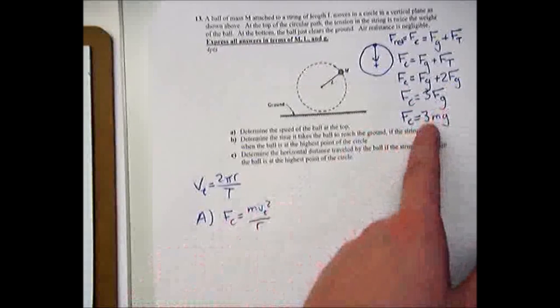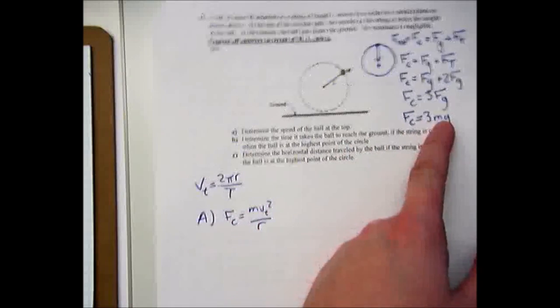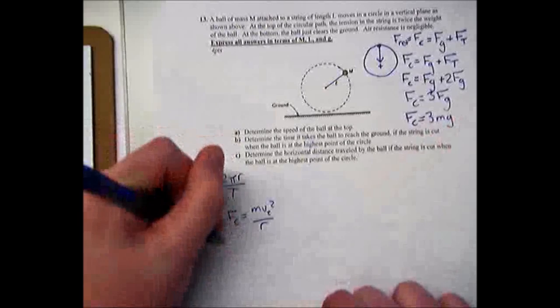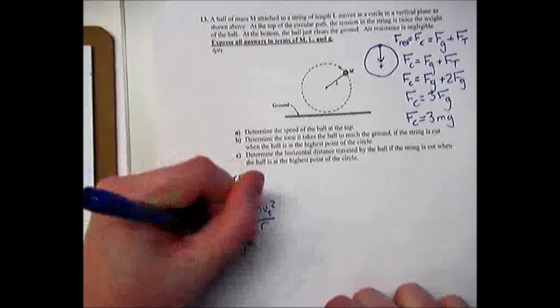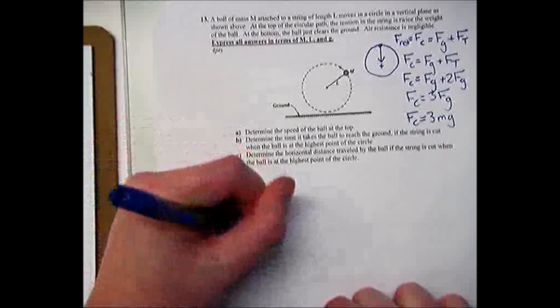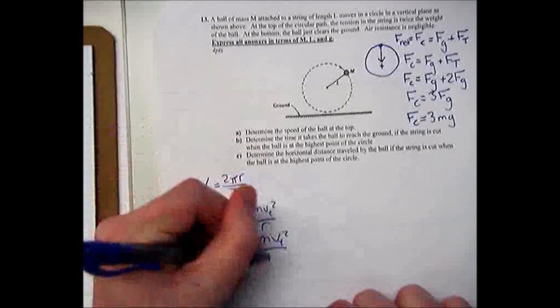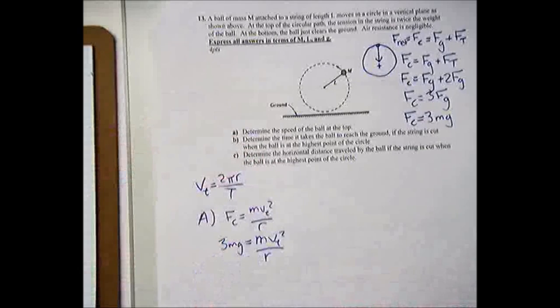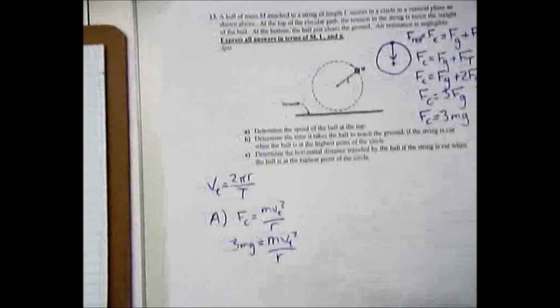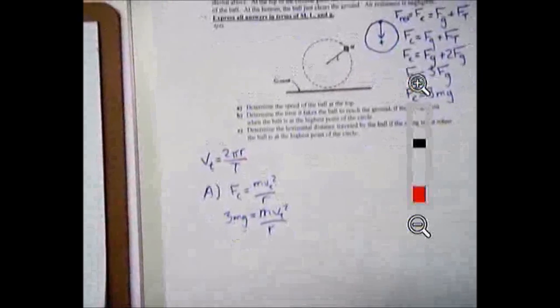This is just the equation, but this is the actual magnitude of that force. It's 3mg. Right, so if we were to set these equal to each other, if we were to substitute, we find out that you have the same mass on both sides. Right, it's referring to the mass of the ball.